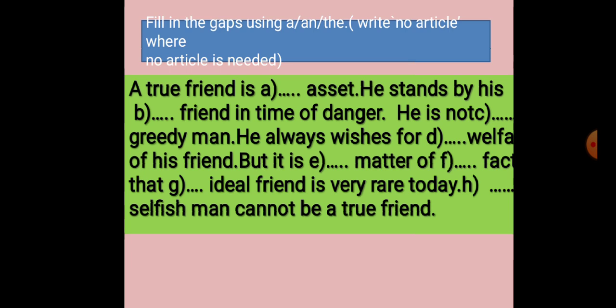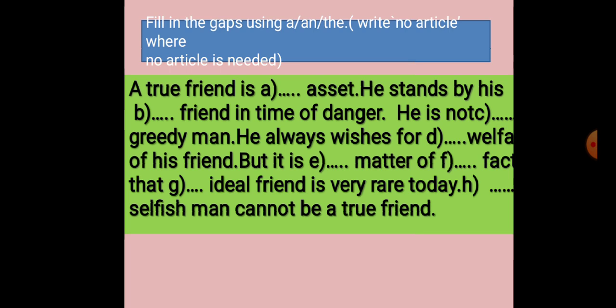Another one. Fill in the gaps using a, an or the. Write no article where no article is needed. Our friend is dash asset. He stands by his dash friend in time of danger. He is not dash greedy man. He always wishes for dash welfare of his friend, but it is dash matter of dash fact that dash ideal friend is very rare today. Dash selfish man cannot be a true friend.